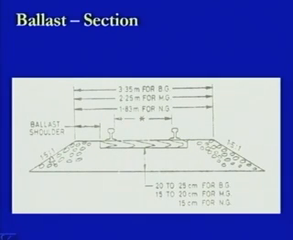Now, in the case of this embankment condition, this ballast cushion has a slope of 1.5:1, whereas the thickness of the ballast cushion varies depending on the type of gauge being used. In the case of broad gauge, it is 20 to 25 centimeters in depth, whereas in the case of meter gauge, it is 15 to 20 centimeters in depth, and for narrow gauge, it is 15 centimeters in depth.